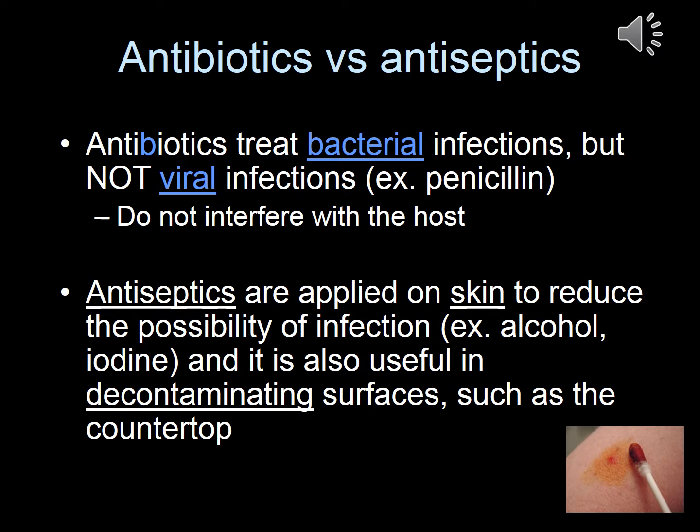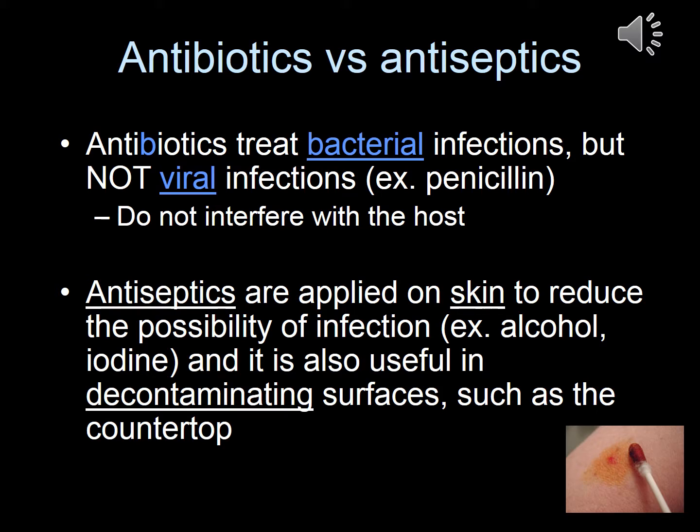Antiseptics are applied to the skin to reduce the possibility of infection. Examples are alcohol and iodine. They're also used in decontaminating surfaces such as countertops, so like Clorox wipes, bleach is an antiseptic. Antiseptics are basically to clean a section off. Like those alcohol wipes that you use before they give you a shot, those would be sterilizing. They basically kill all the bad things that are there.